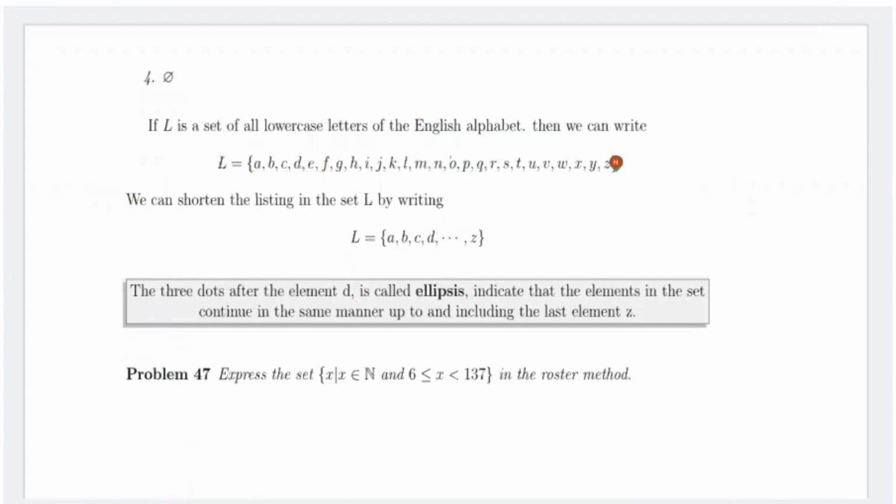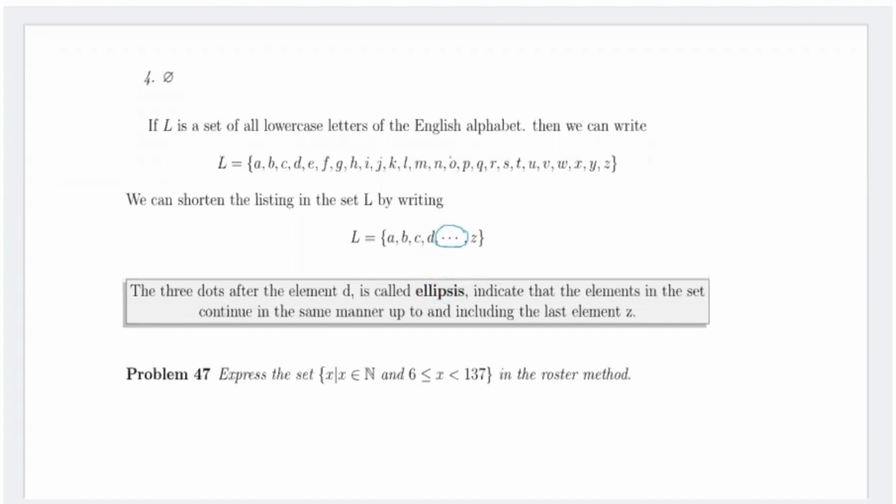We can write it all out, but that's a lot of work. So I write capital L as the set of A, B, C, D, and then I get tired. I put 3 dots right here, and I know the last element is Z. So I put a Z there and close the set. That means an ellipsis is applied here: the elements continue in the pattern, including the last one.